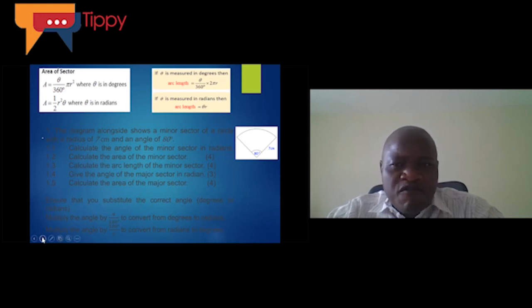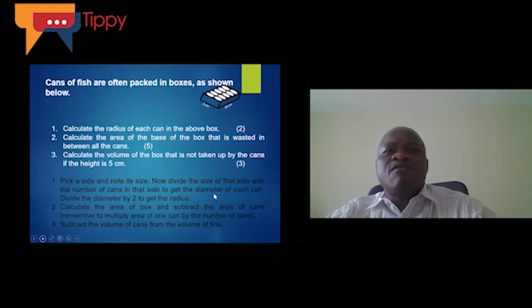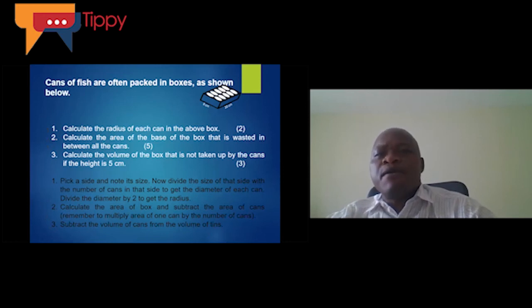Let's now move to the next one. Cans of fish are often packed in boxes as shown below. Calculate the radius of each can in the above box.